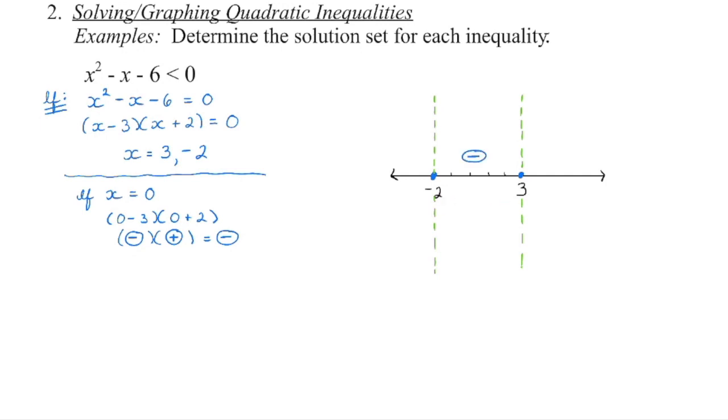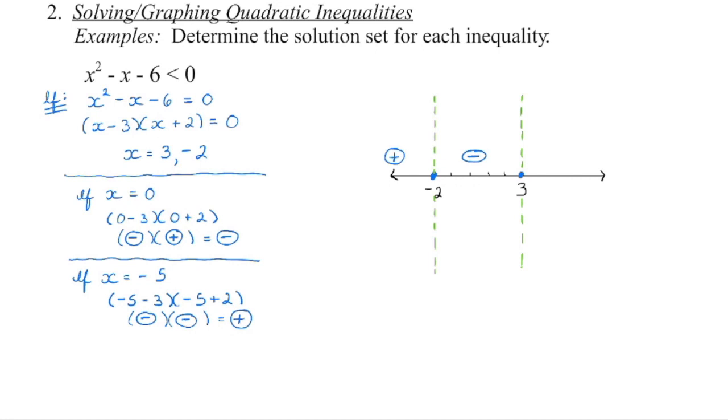Now let's choose a number in this region. So let's go, I don't know, maybe -5. I'm going to substitute -5 in place of each of those x's. When I do that, my first factor, I'm going to get a negative number. My second factor, I'm also going to get a negative number. A negative number times a negative number is a positive number. So I know that any value for x that is less than -2 is going to make that quadratic positive.